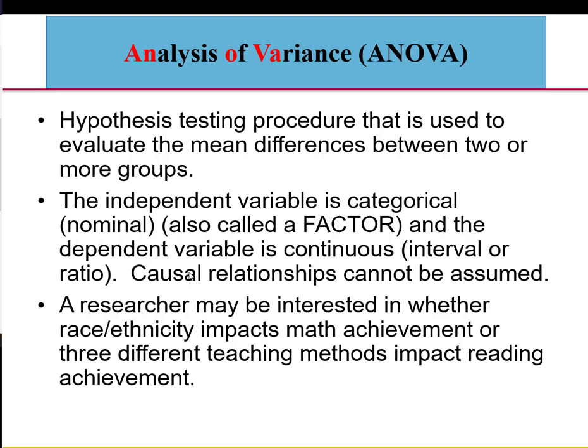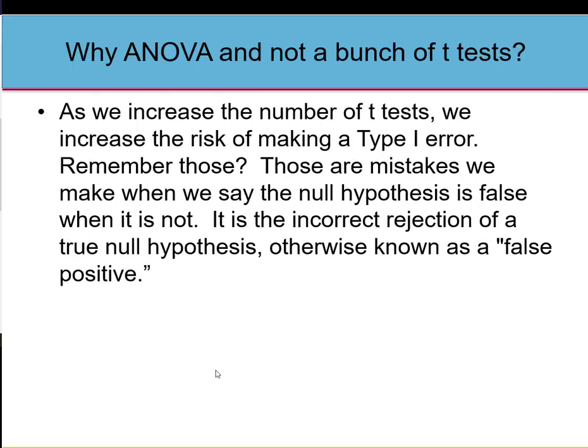This is a question where we would want to know impact, whether race or ethnicity impacts math achievement, or whether 3 different teaching methods impact reading achievement. This is a differences in groups type question. So why do we do this ANOVA and not just a bunch of t-tests? So remember when we talked about type 1 error, the pregnant man, the false positive? As we increase the number of t-tests, we increase the risk of making a type 1 error. So these are mistakes we make when we say the null hypothesis is false when it is not. It is the incorrect rejection of a true null hypothesis, otherwise known as a false positive.